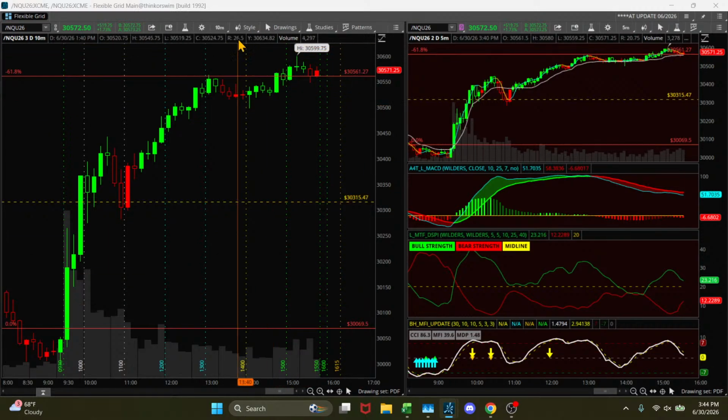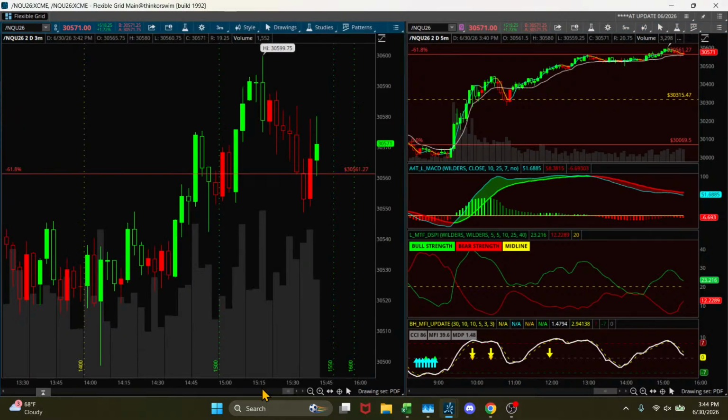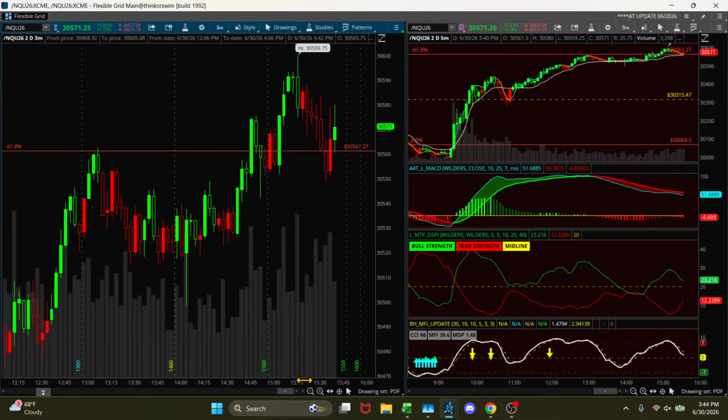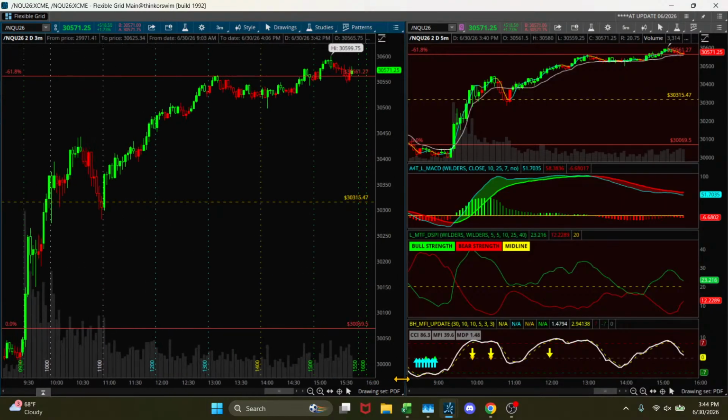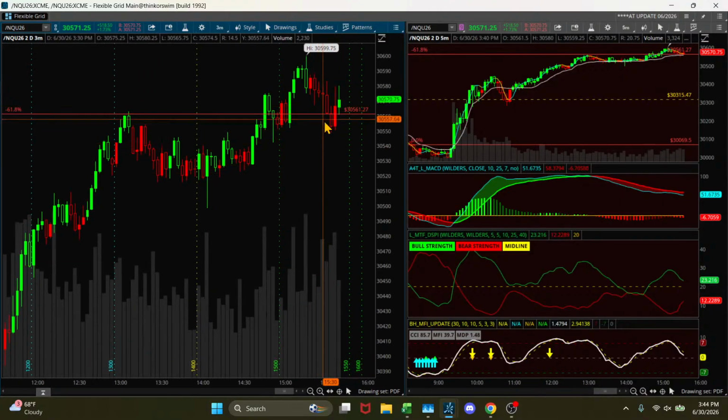So right now we're just really consolidating here. And we're basing now, trying to consolidate above that first upside extension target that was provided.